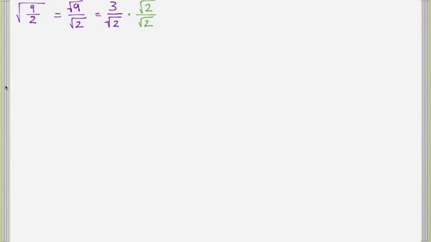And multiplying by 1 doesn't change something. Multiplying by 1 keeps it whatever it is. Okay? So this will change the way that it looks, but it won't actually change what it is. So on the top, I now have 3 square root of 2. On the bottom, if I multiply square root of 2 times square root of 2, what do I get?